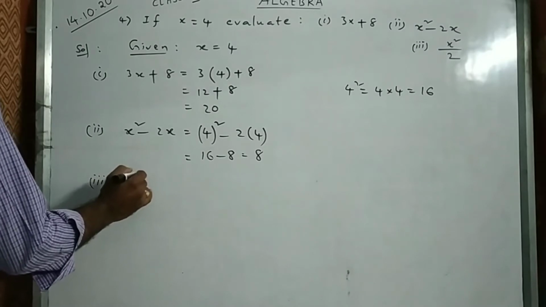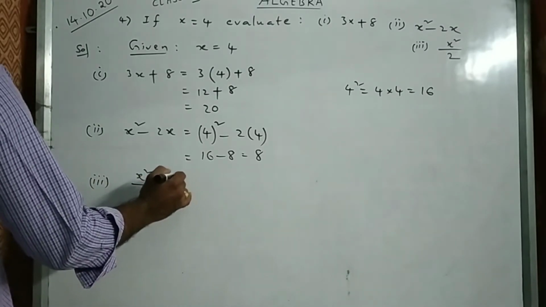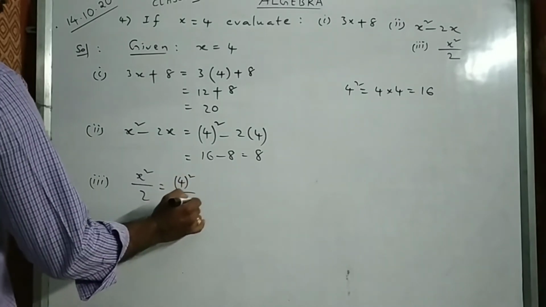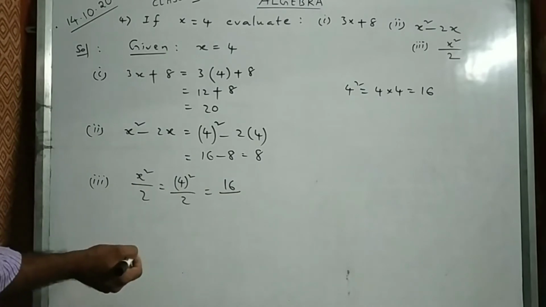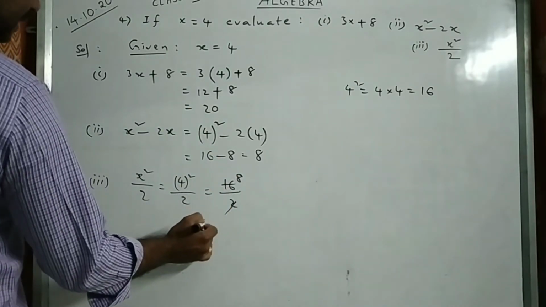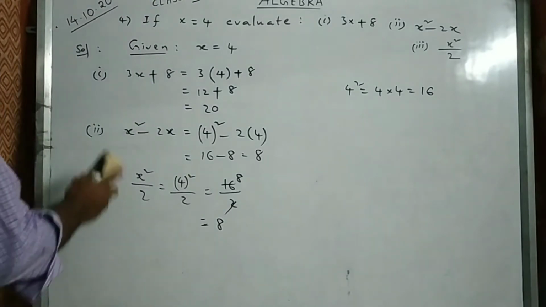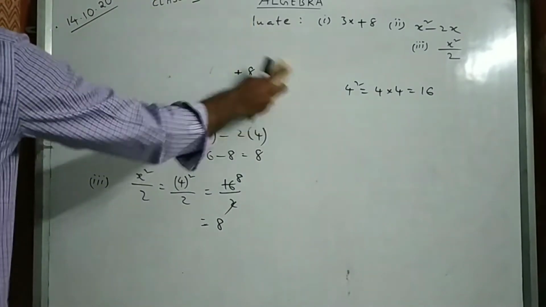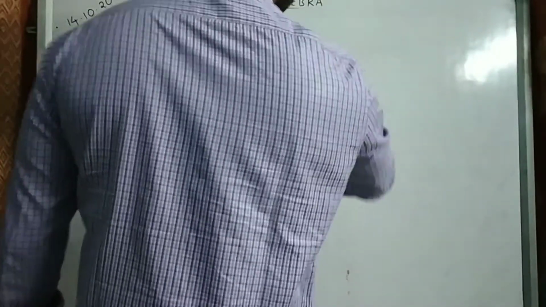So next one, x square by 2. So in the place of x put 4. 4 square by 2. 4 square value how much? 16. 4 into 4, right? 2 ones are 2, 2 8s are 16. We can cut it. 8. So final answer is 8. Okay? Simple problems. So you should practice carefully because these are very important basic problems you should get.